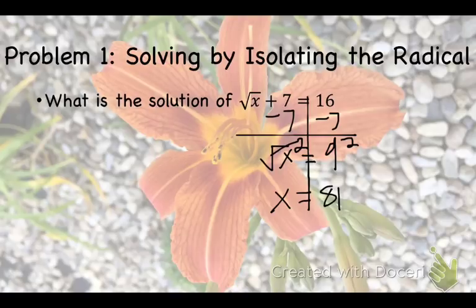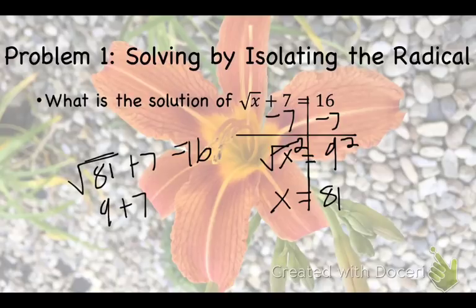So I do want to double check that. Square root of 81 plus 7, is that equal to 16? Square root of 81 is 9. 9 plus 7 is 16, and those do match. So x equals 81 is my answer.